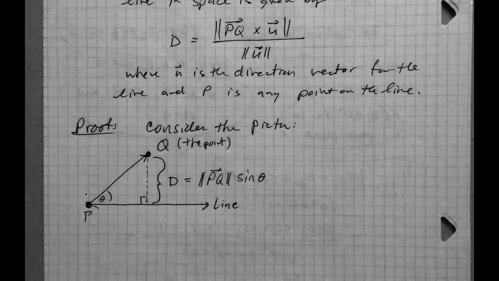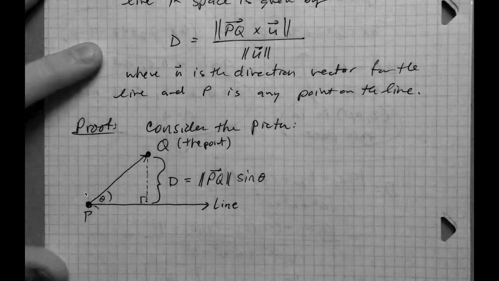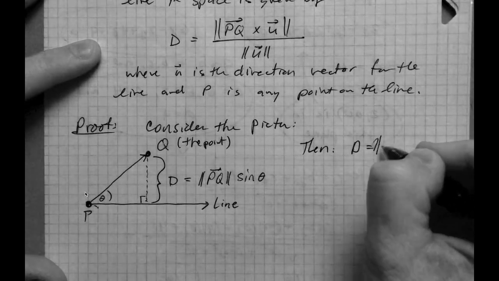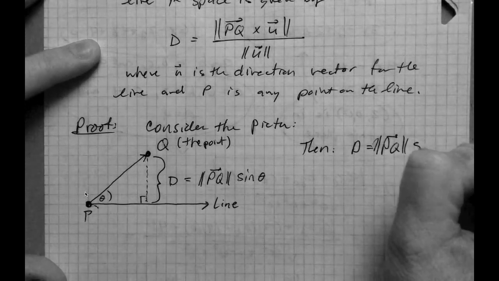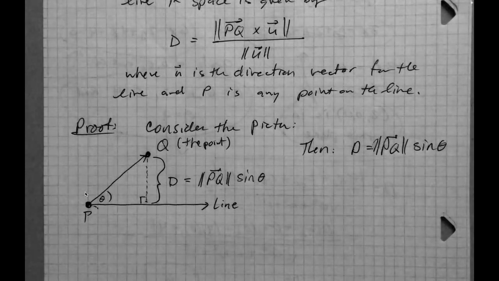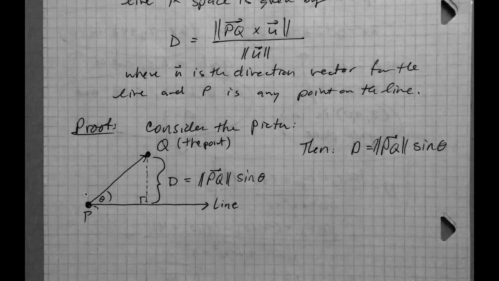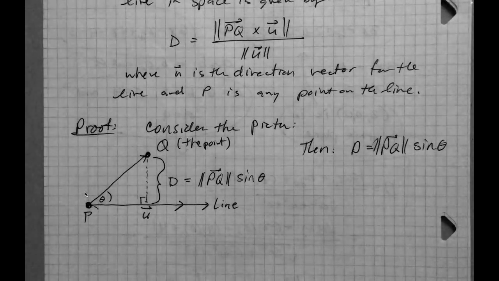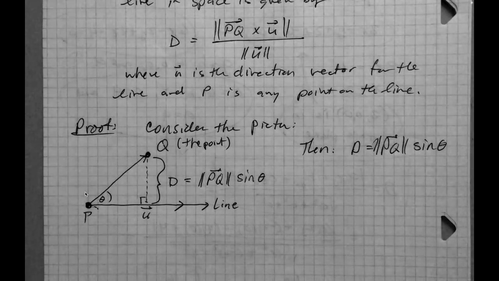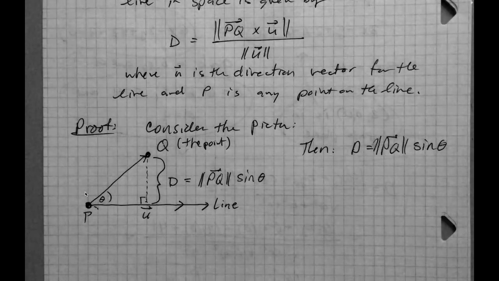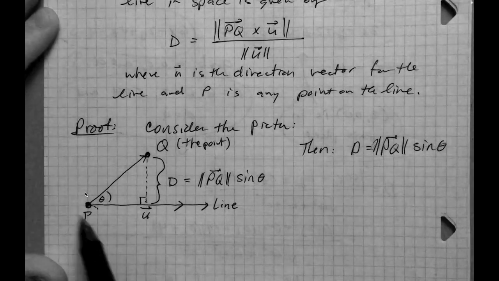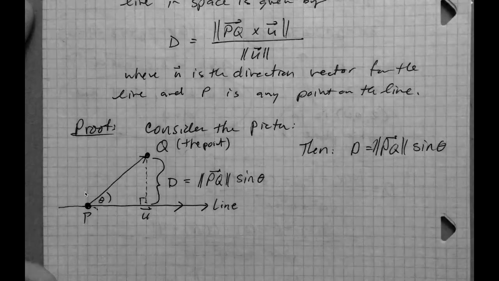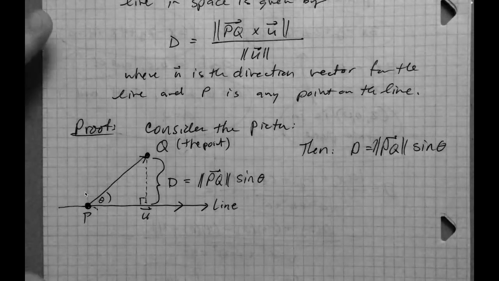All right. So let's talk this through here. So what do we have? So then D equals the norm of PQ times the sine of theta, where theta, of course, is the angle between, you know, think of this as the vector U here, which is on the line, right, where theta is the angle between U and PQ. Notice, you know, P here is just any arbitrary point on this line, right? It's not given, you just go find one, okay? And so it's any arbitrary point on the line.